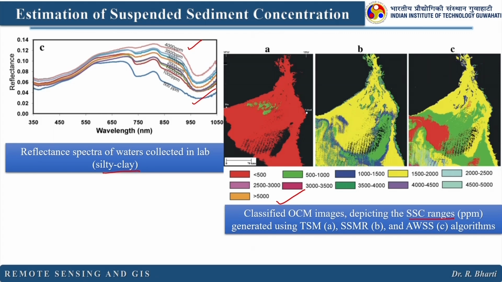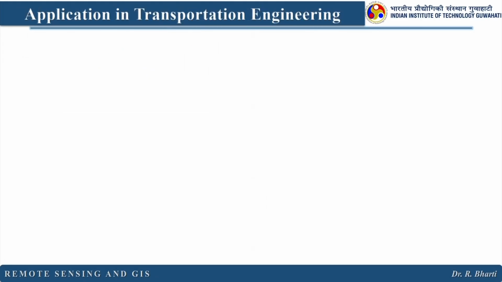So, here for this classification you have this TSM, SSMR, AWSS, different methods. So, you can refer to this particular work and you can learn more about this application. Let us see some examples of how we perform this spectroscopy when we are talking about transportation engineering.